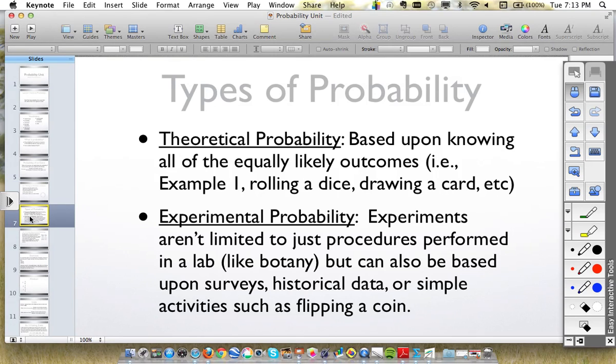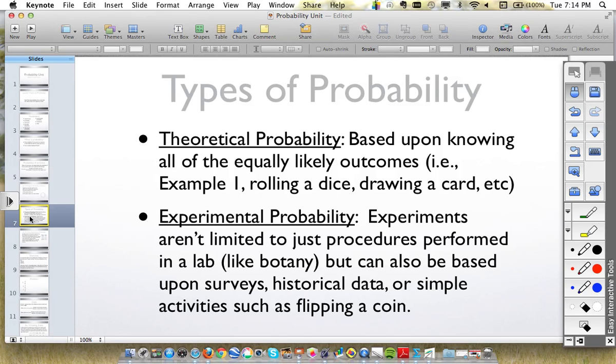Types of probability. So we have theoretical probability and we have experimental probability. Theoretical probability, it's theory, right, talking about the mind, the all-knowing. It's based upon you knowing all of the possible equally likely outcomes. So if you're rolling a dice, you know what numbers are on the dice. If you're flipping a coin, you know what sides of the coin, heads and tails. If you're drawing a card, you know what's in a standard deck of cards, ace through king, and then there's 4 different suits. You know all of that beforehand, so you know what the possible outcomes are. Just like in our previous example, we could see the spinner, we could see all those outcomes.